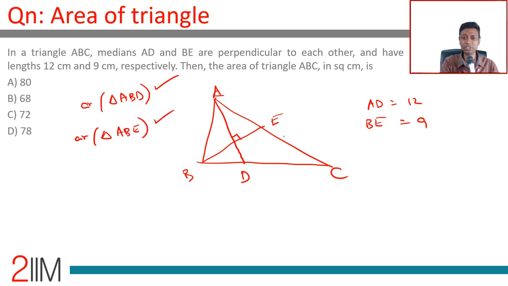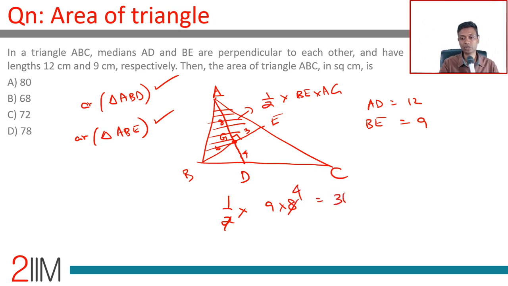AD is 12, BE is 9. Now this is the meeting point of these two medians, or this is a centroid. It's a delightful insight. The moment you know that you're through. How so? Centroid divides the median in the ratio 2:1. That means this AD is 12, AG is 8, GD is 4. BE is 9, this is 6, this is 3. Now what have we got here? We can find area of triangle ABE. How do we do that? That is just half into BE into AG. That is half into 9 into 8.